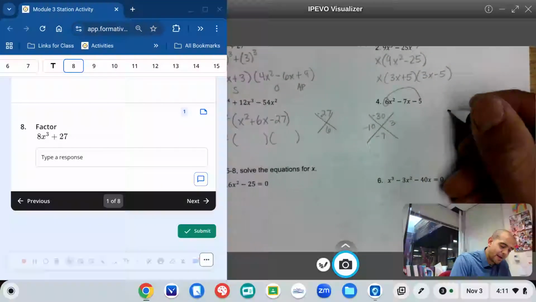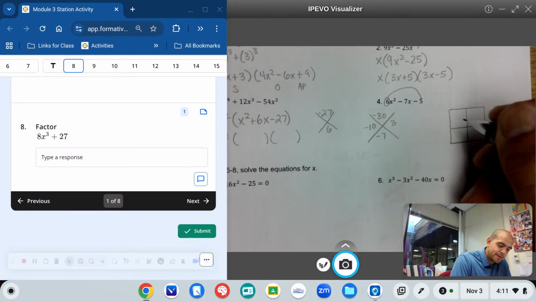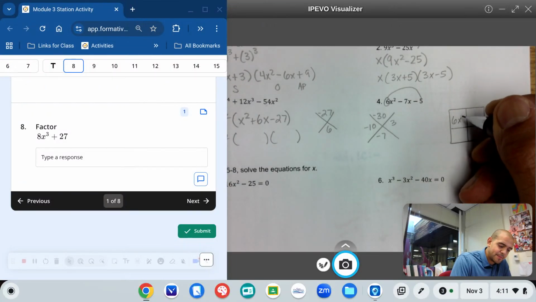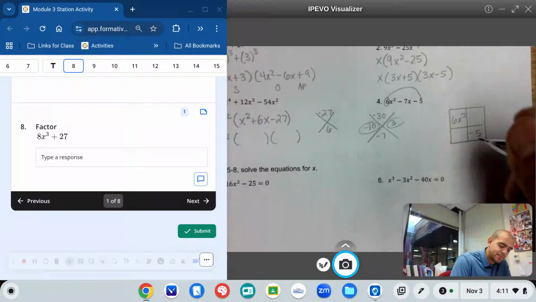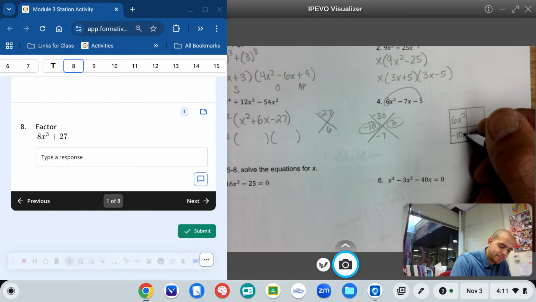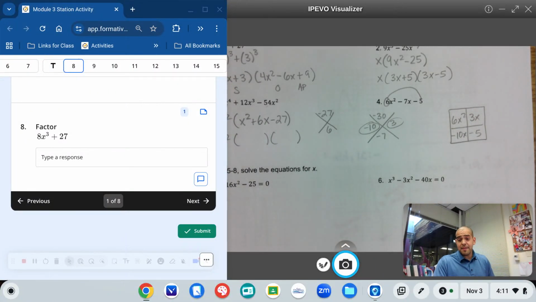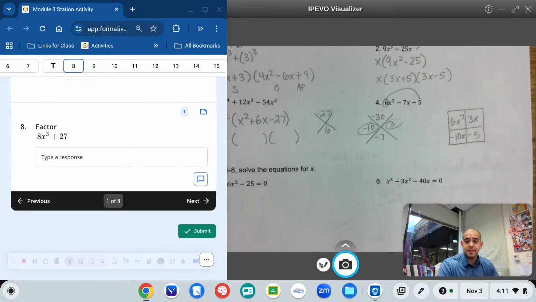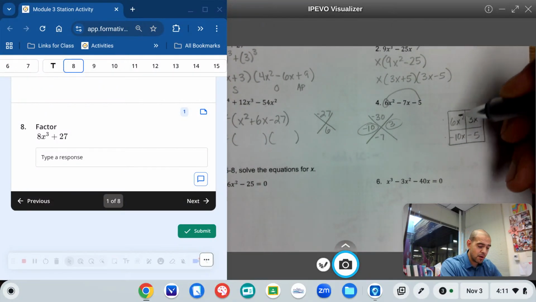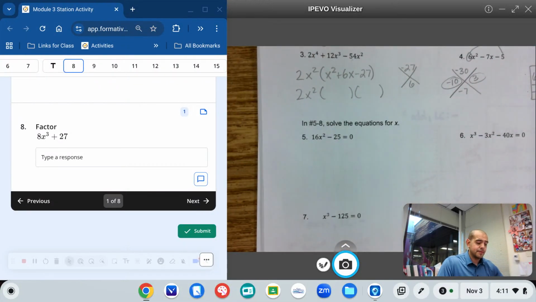So we're going to set up our box. That first term is here, that last term is here, and you're going to take these two terms, it doesn't matter where you put them, they go here. So I'll stop there on that problem. You can figure out what numbers go on the outside. Okay? All right, number 5.